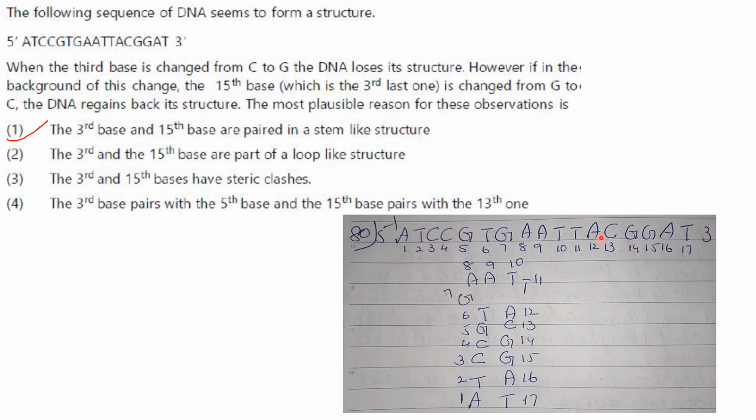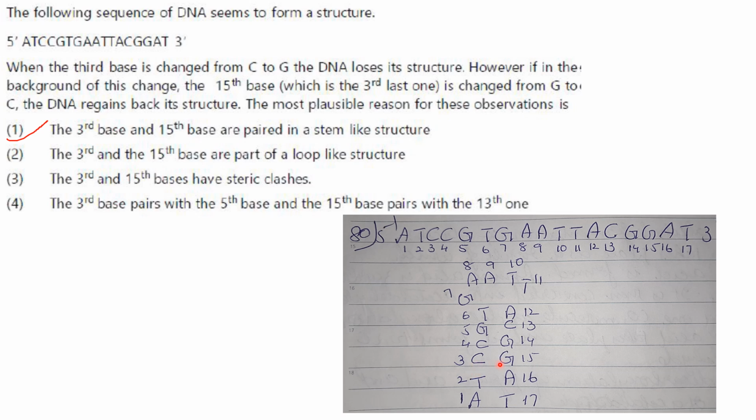A with T, T with A, C with G. So here, if you see, these are the changes they have made to the third and 15th bases. The third base is changed from C to G. Here it was C first, now it has changed to G, and the 15th base is changed from G to C, so it will regain its stem-loop structure. So the answer here is that the third base and the 15th base are paired in the stem-loop structure.